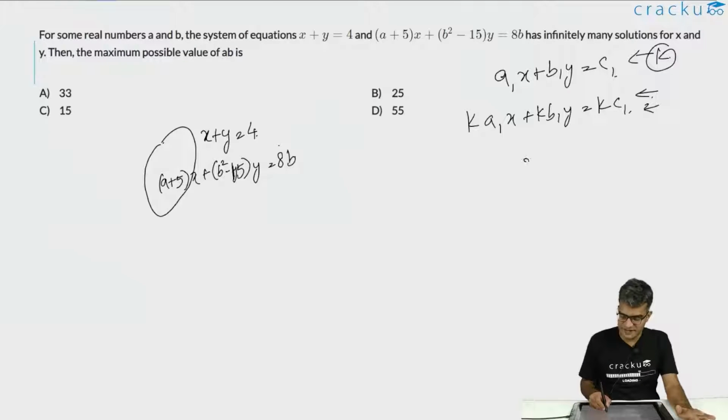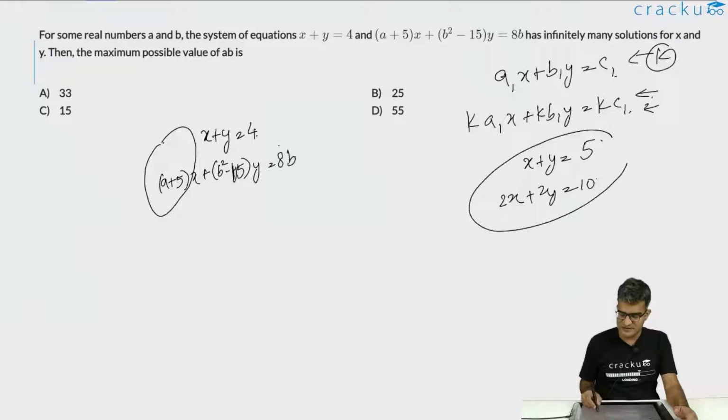Something like if you have x plus y is equal to 5, and you are given another equation which is 2x plus 2y is equal to 10. You can never solve this system of equations because both of them are essentially representing the same information. All the coefficients are multiplied by a constant of 2. In these kinds of situations, the system of equations has infinite solutions.